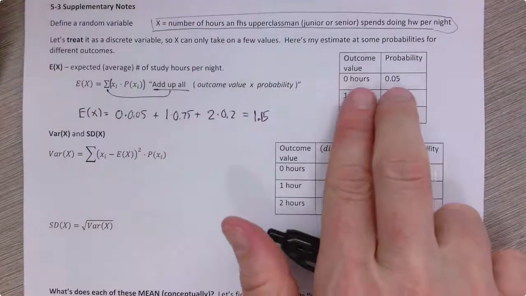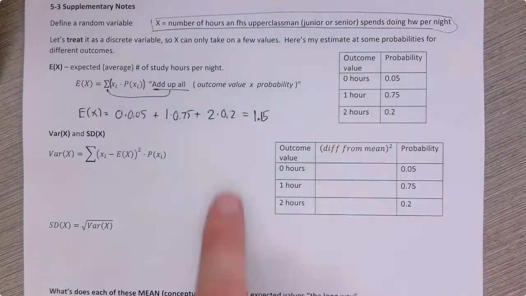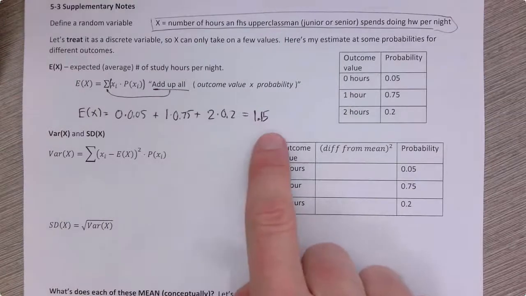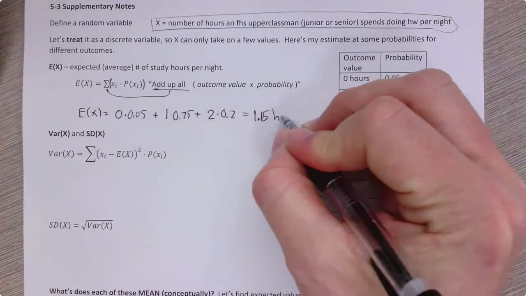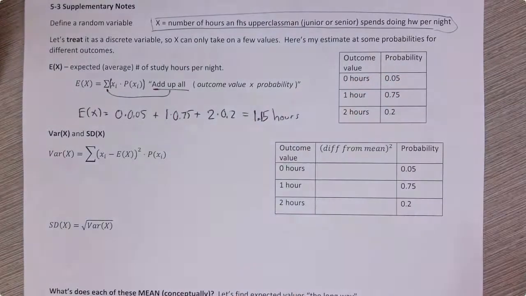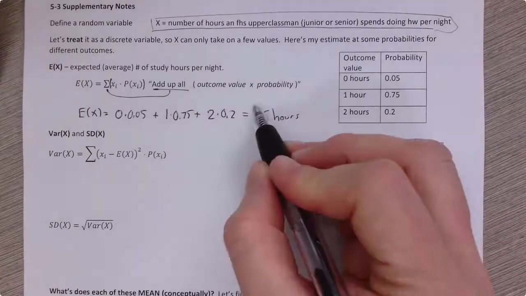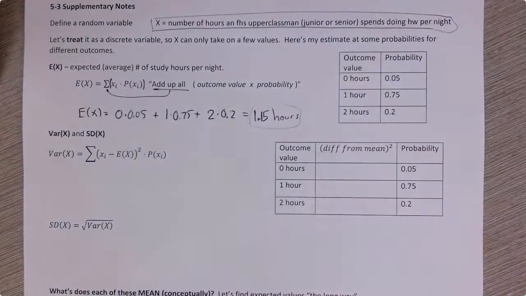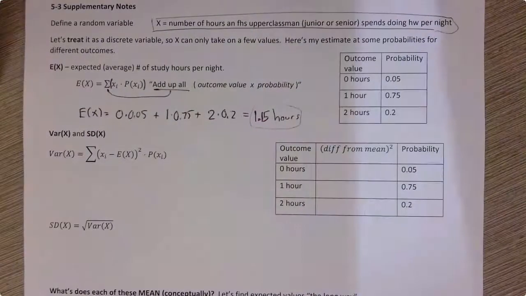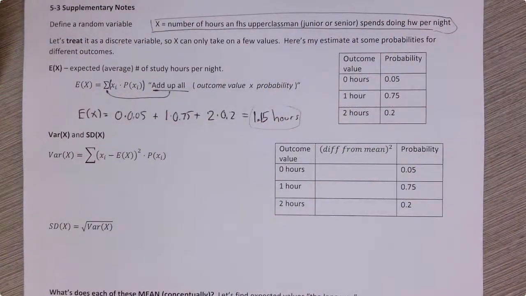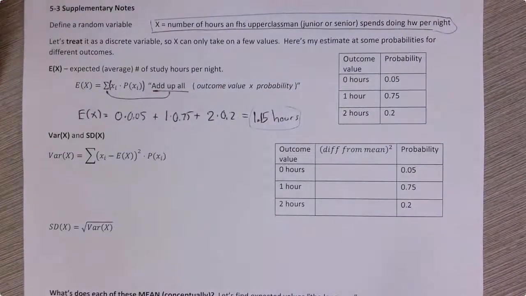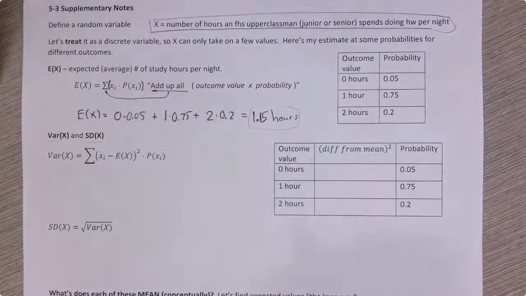So here I've just added up all of the multiplied pairs. See that here. And I get 1.15. And I think it's a good idea always to try and attach units to whatever it is you've calculated. So on average, the average amount of time studying is 1.25 hours. Oh, not quite a quarter. 1.15 hours.